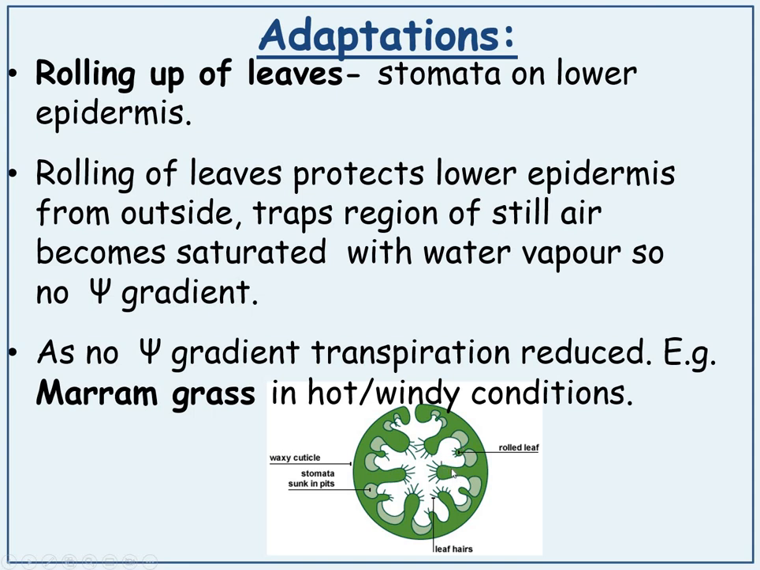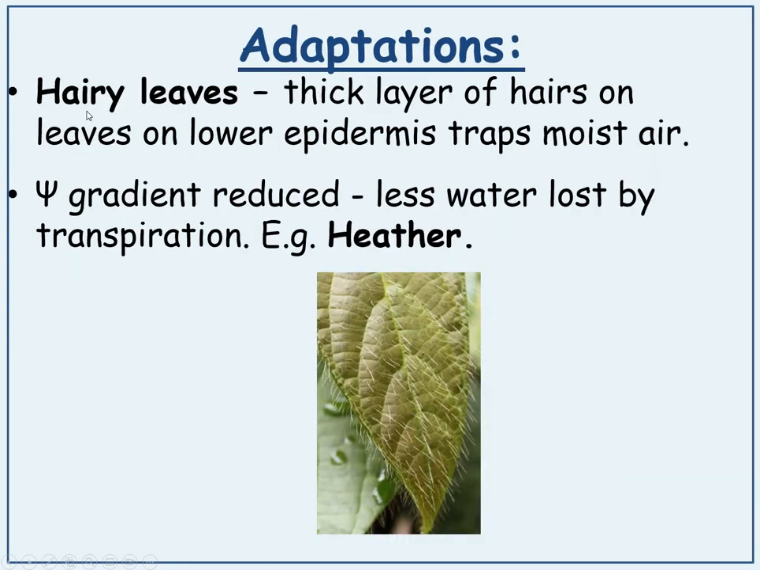So marram grass, which lives in hot, windy conditions on the sandy seashore, doesn't have much in the way of soil, so it can't get much water from the soil, and also because of the wind, that will take away a lot of the water vapour. So having these rolled leaves and trapping the water vapour will mean there's a layer of this humid air trapped in here, which reduces the water potential gradient from inside the plant, the air spaces, to this trapped humid air here.